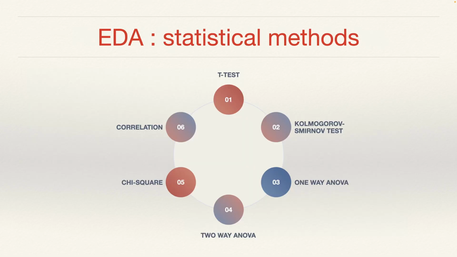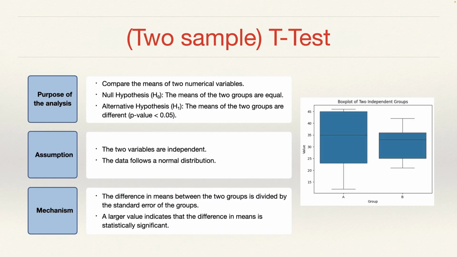So here are some of the methods that we're going to look over in this session. Assuming we have a certain level of understanding about statistical methods, let's briefly go over each one of them. For these statistical methods, I've divided three main key points that you should take away. The first one is the purpose of the analysis, the second, assumption, and third, mechanism. The purpose of the analysis helps you understand why we need to perform this test and which kind of variables are suitable for this test.